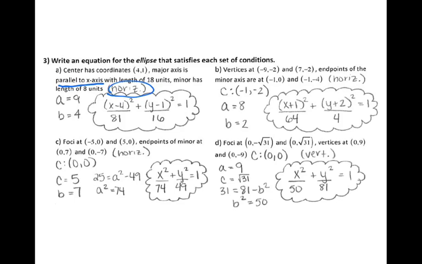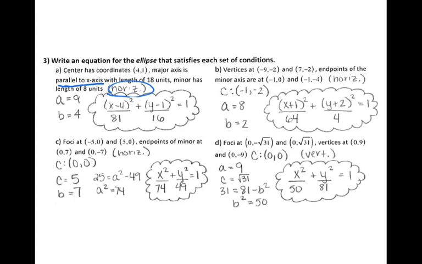Now with ellipses, A squared is always your bigger number and B squared is always your smaller number. So I'm going to go ahead and put my center in my numerators, so that's where the (x minus 4) squared comes from, plus (y minus 1) squared, equals 1. A squared is underneath the x because I have a horizontal major axis, and B squared is underneath the y. So I have (x minus 4) squared over 81 plus (y minus 1) squared over 16 equals 1. I'm going to go ahead and erase those marks because it looks a little messy. There we go.